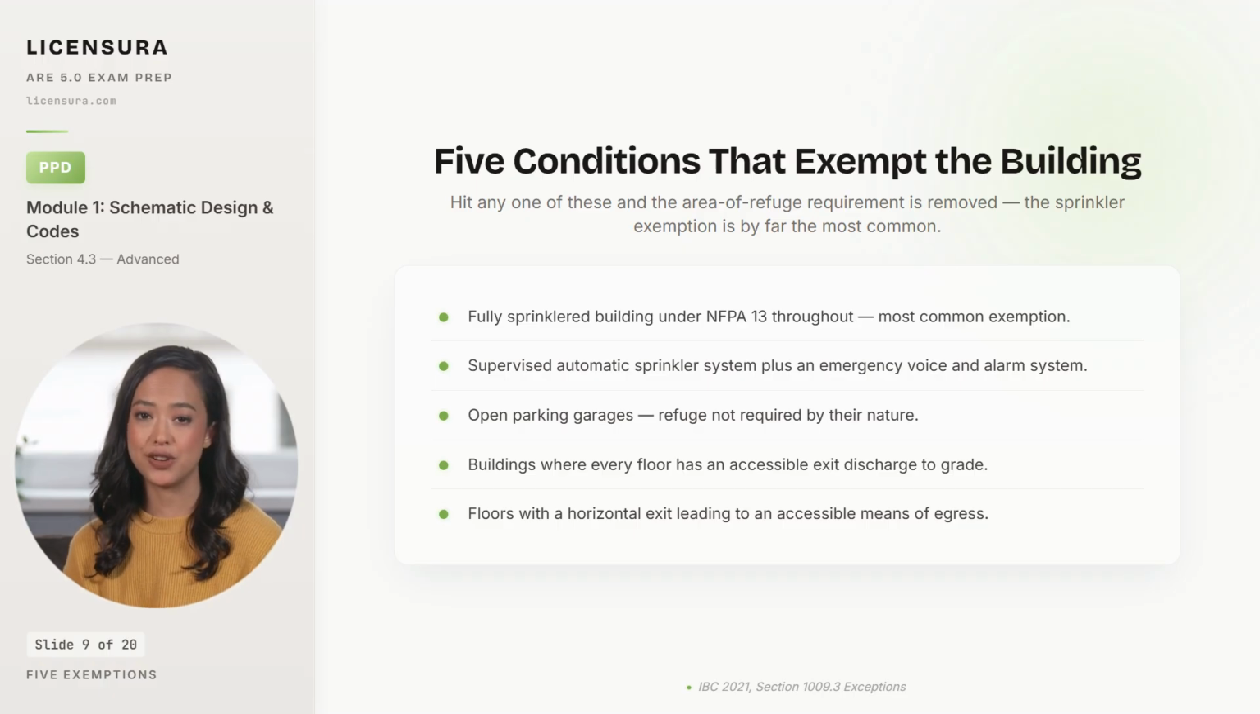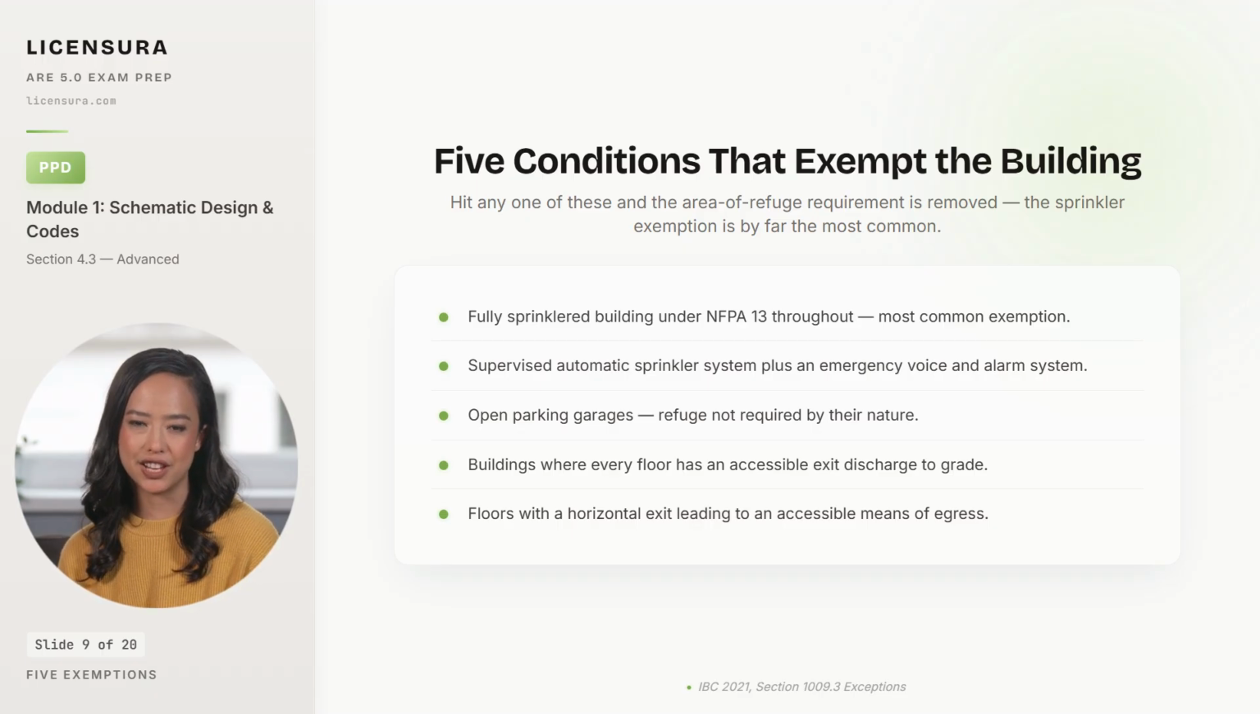Second, buildings with a supervised automatic sprinkler system plus an emergency voice and alarm system are exempt, which covers most high-rise designs. Third, open parking garages are exempt because their open construction means smoke does not accumulate. Fourth, buildings where every floor has an accessible exit discharged directly to grade are exempt, typical of low-rise residential where every unit has a ground-level door.